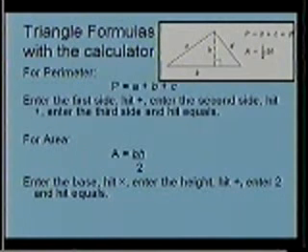Triangle formulas. For perimeter, you just want to add up all 3 sides. So enter the first side, hit plus, enter the second side, hit plus, enter the third side, and hit equals. For area, it's base times height, but it's only 1/2 of base times height. So enter the base, hit times, enter the height, hit divide, enter 2, and hit equals.